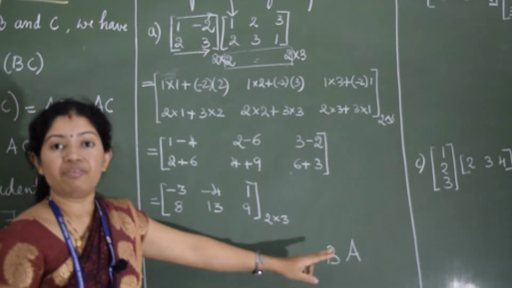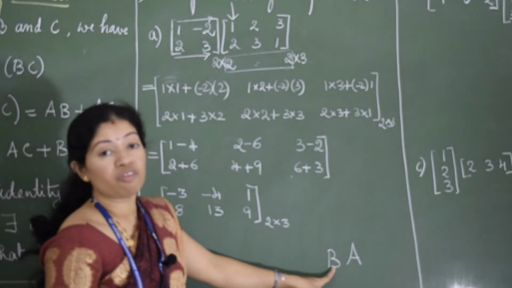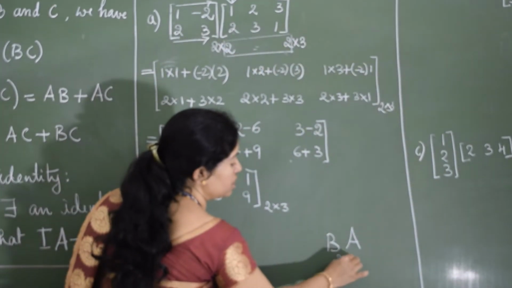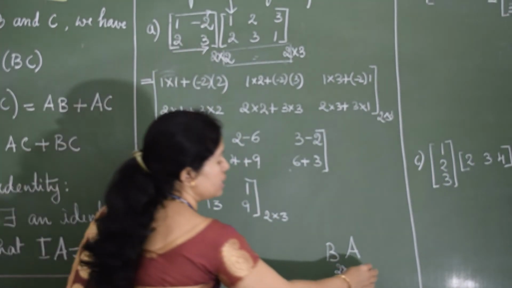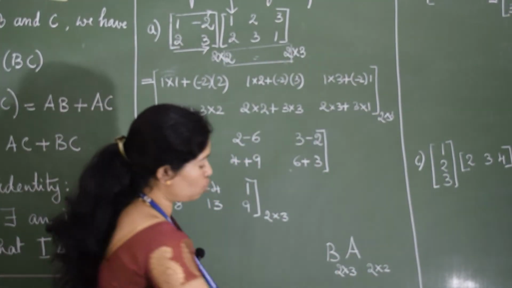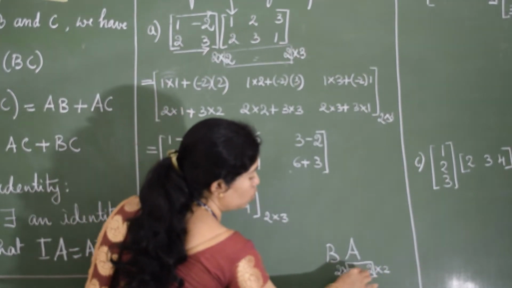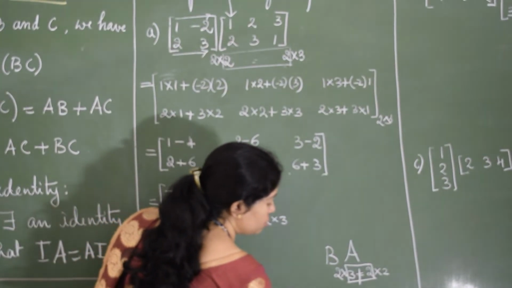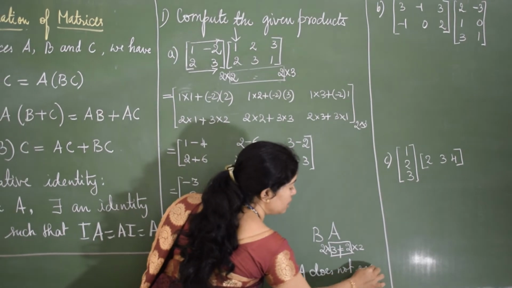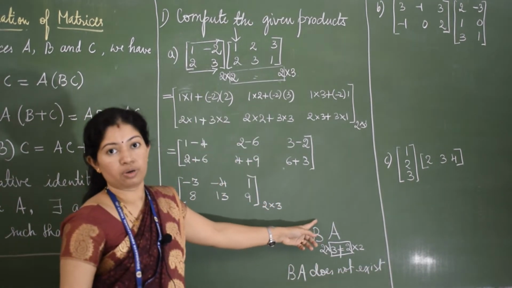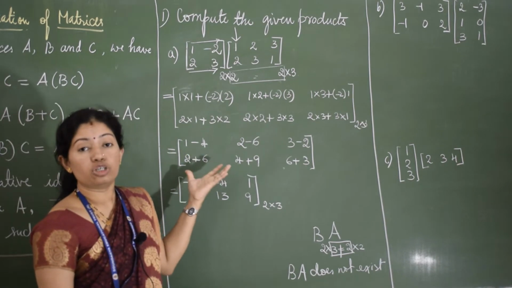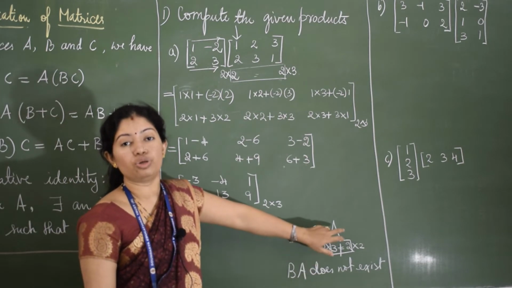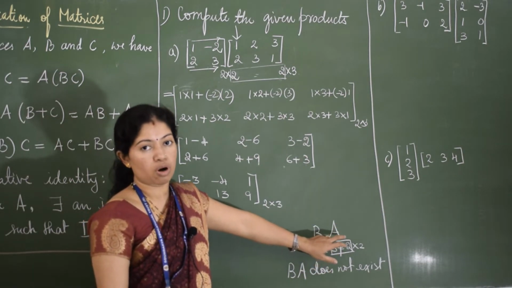So before we multiply, we will check the condition. What is the order of B? It has 2 rows, 3 columns. So it is 2 cross 3. What is the order of A? It is 2 cross 2. If you check these two middle numbers, you have here 3 and 2. They are not equal. Means BA does not exist. So you cannot multiply B with A. So to have the product of two matrices, the condition is that the number of columns of the first one should be equal to the number of rows of the second matrix.